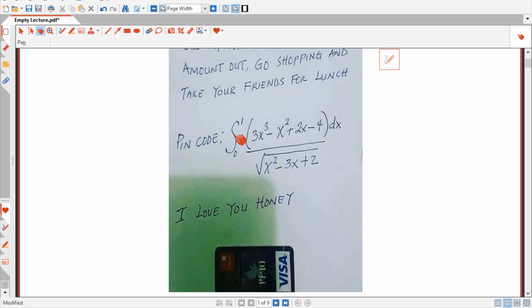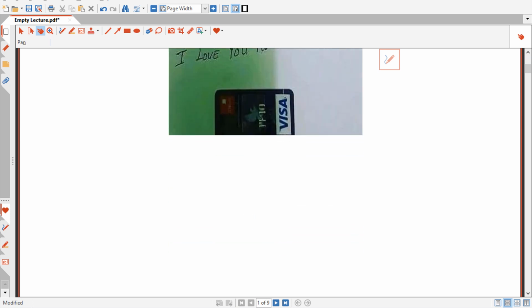Okay, so I guess he assumes it's impossible for his wife to evaluate this definite integral and then know the PIN code. So I will try to help her out and solve this integral. I suppose that the PIN code is the first four digits of the value of this definite integral. So to do this, let's start.